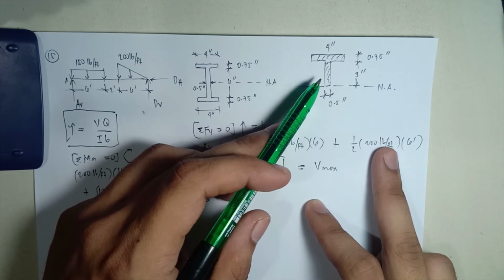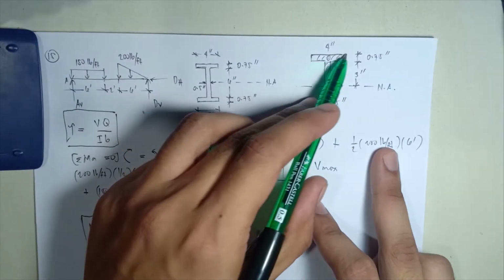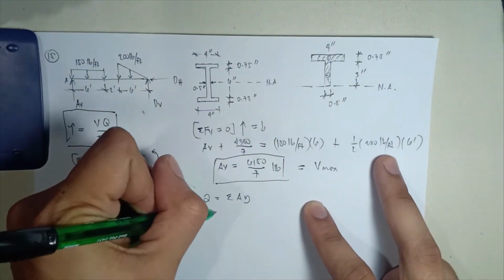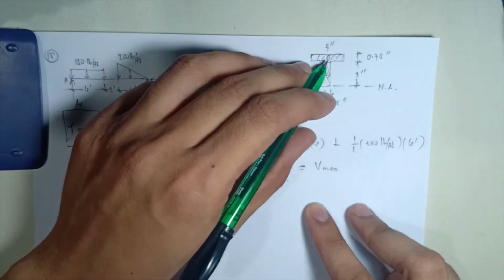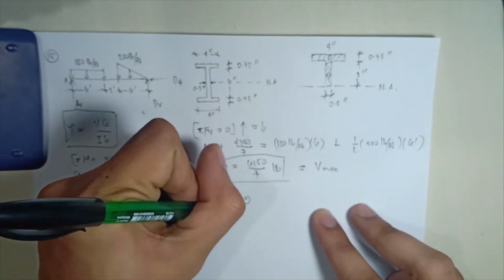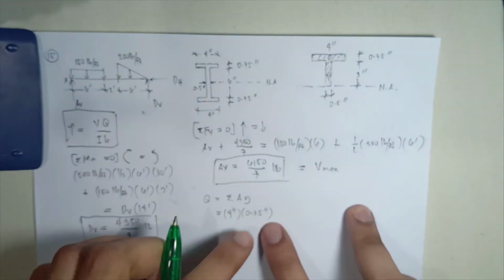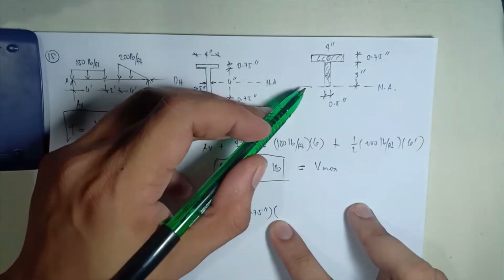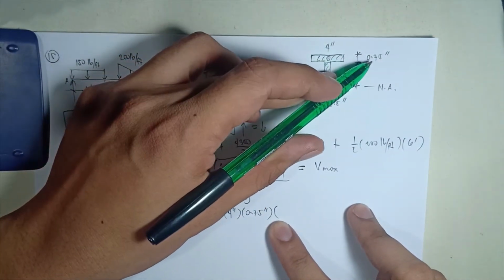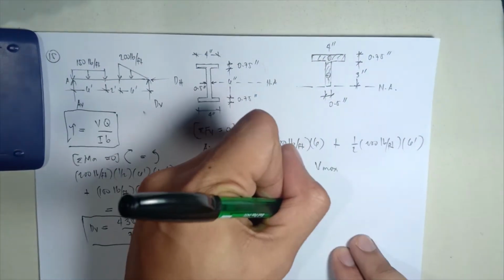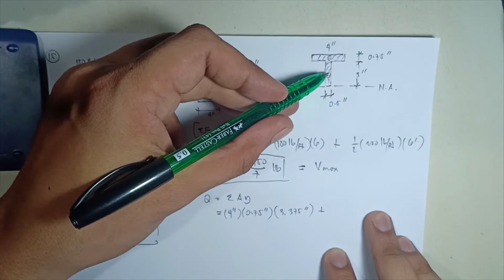Tapos, i-divide ko sa dalawang area. This area 1, tapos itong area yung pangalawa. So, dalawang rectangle siya, no? So, Q now is, yung area 1 is 4 inch by 0.75 inch. This is the area 1 times yung moment arm niya from the neutral axis is 3 plus 1/2 ng 0.75. So, 3.375 inches plus yung area 2 natin times yung moment arm niya.